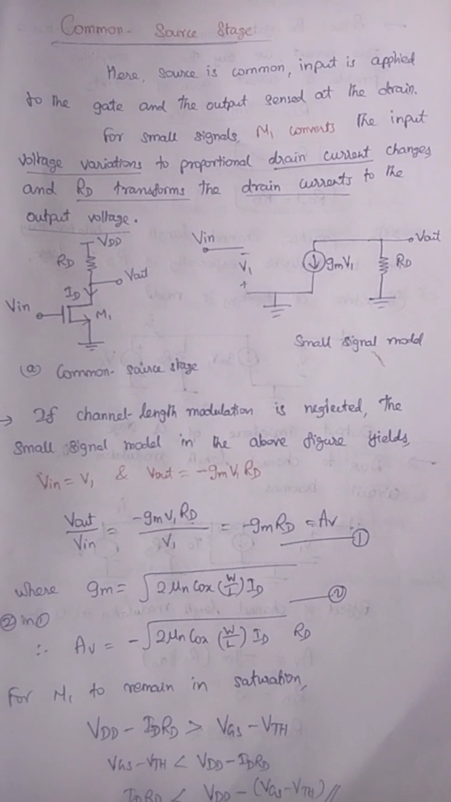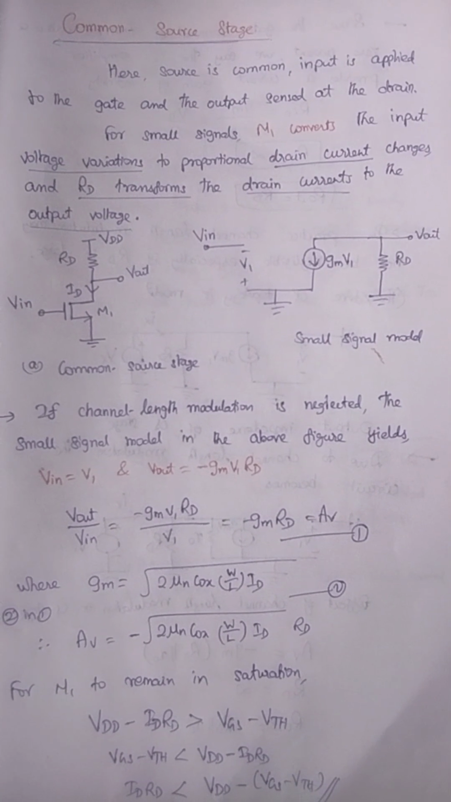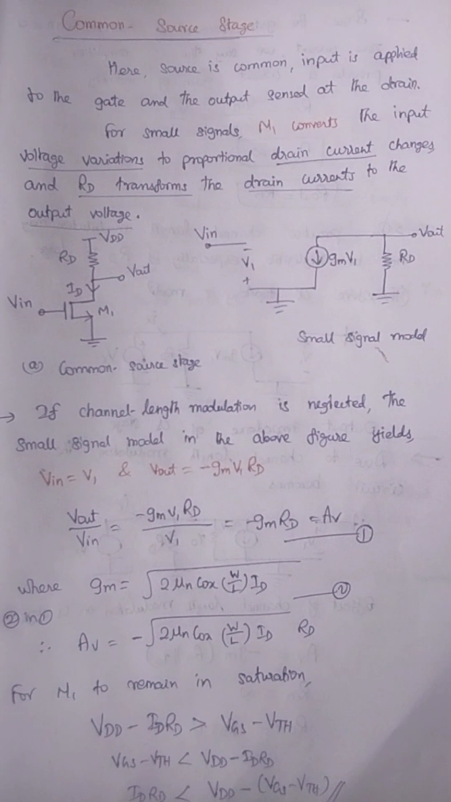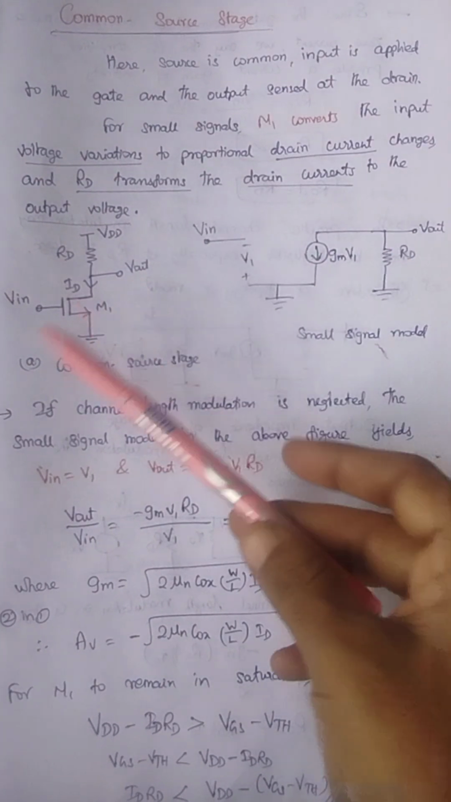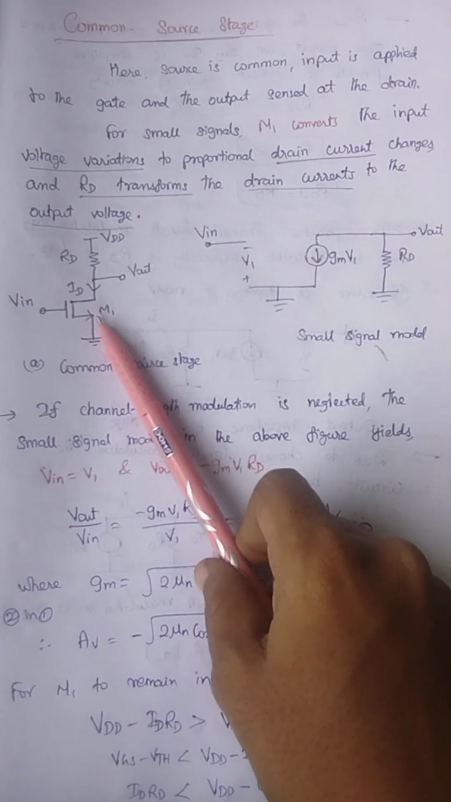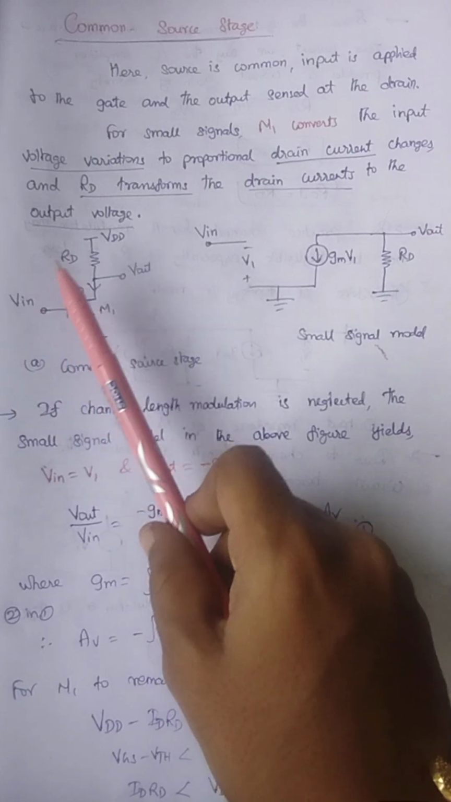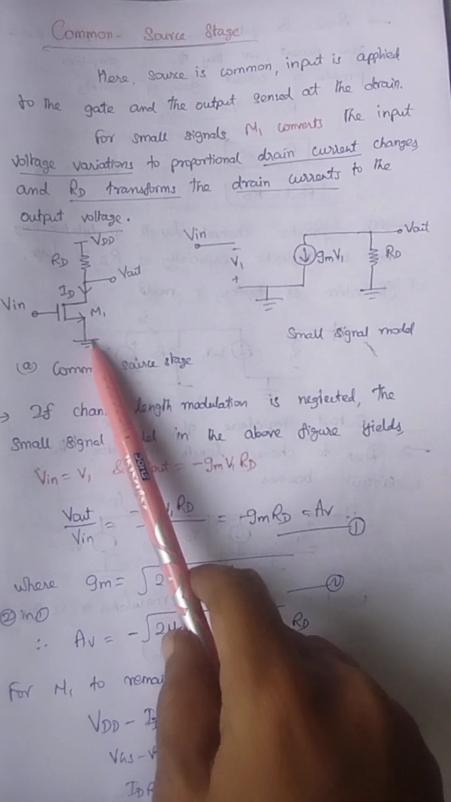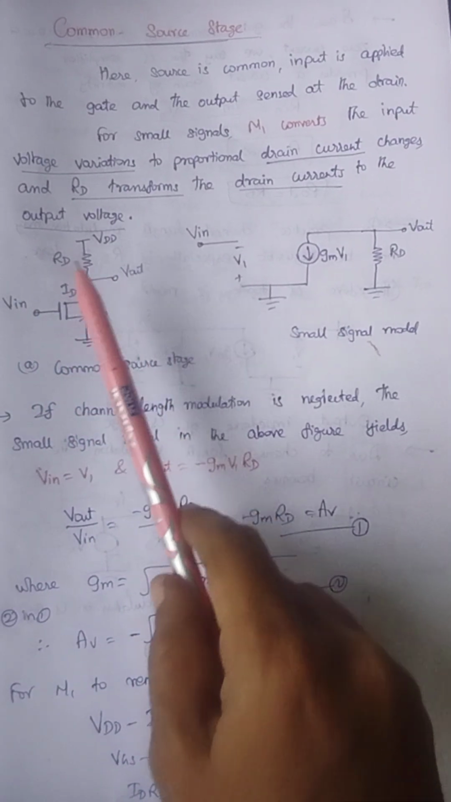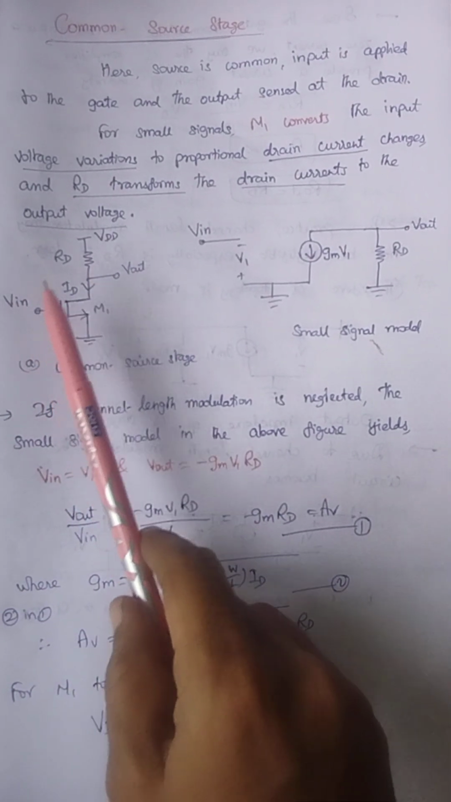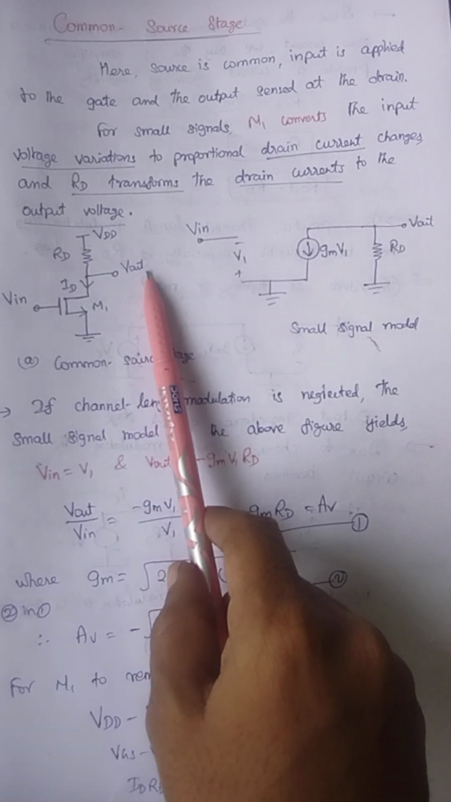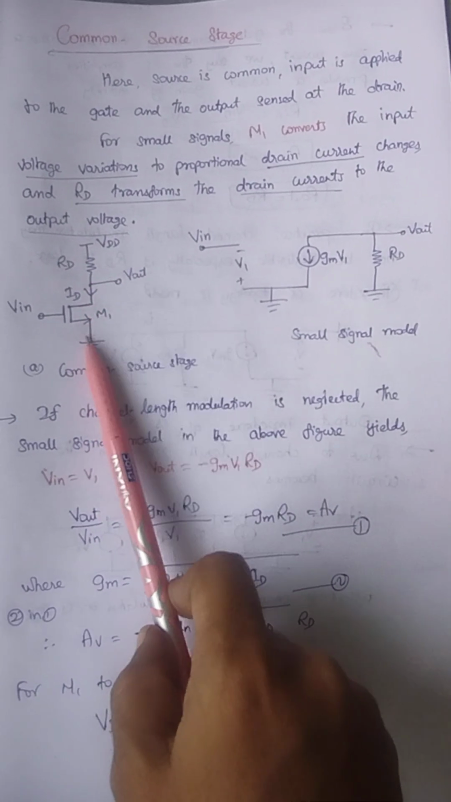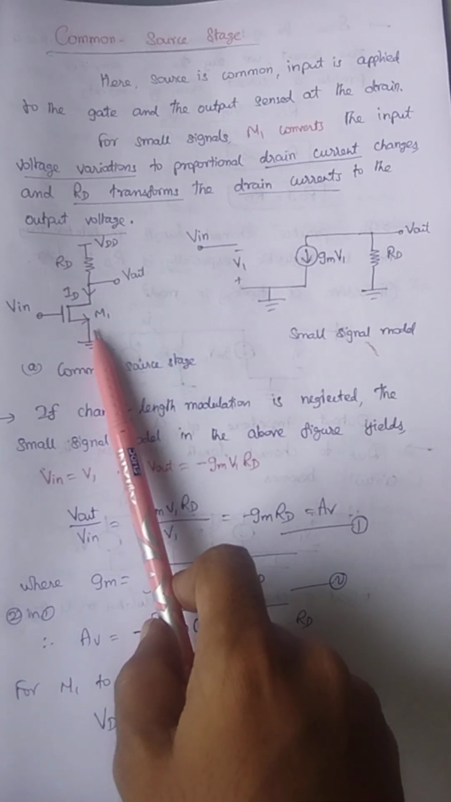So first one is common source stage. In the CMOS amplifiers, first we are going to see about common source stage. In this MOSFET, this is N-type MOSFET. Here we are having three terminals: gate, drain, and source. Common source stage means source is common for input and output. At the gate terminal we are giving input, at the drain terminal we are taking the output, and source is common, so this is grounded here. So this is called common source amplifier.